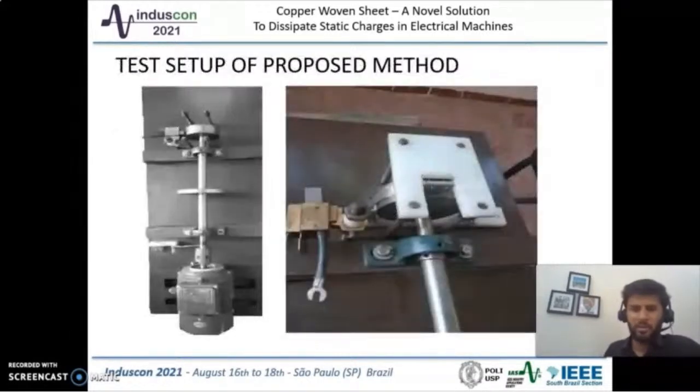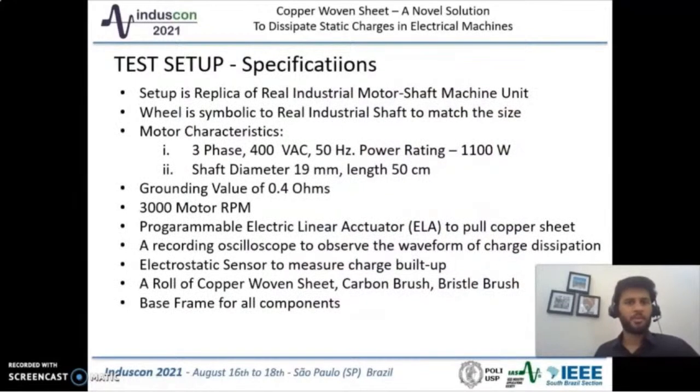This is the setup of the proposed technique. It's a motor shaft combination with a wheel. The wheel is a replica of an industrial shaft for diameter comparison size. This is a zoomed in variant. There you can see we have our copper sheet wrapped around the wheel to dissipate the static charge. Moving on with the test setup, it was a replica of an industrial shaft.